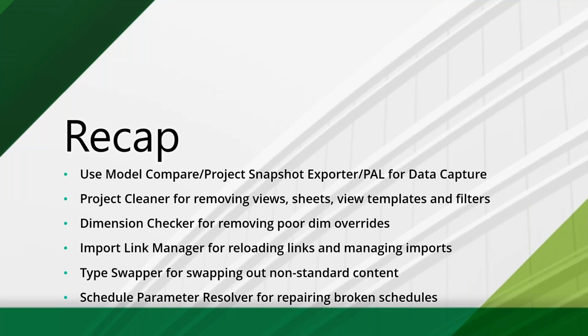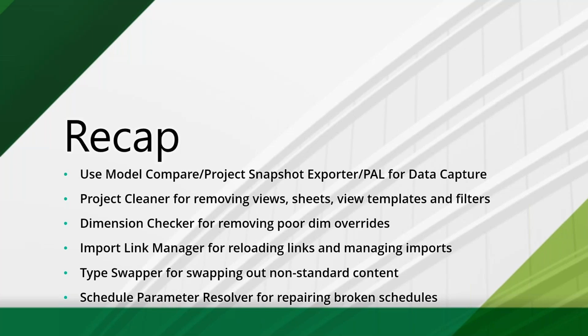We talked about Dimension Checker for doing dimensional cleanup when overrides have been made to the dimension strings that weren't just text, right? Instead of replacing it with C schedule or throwing in a UNO, they flat out just replaced it with a value, another dimensional value. Import Link Manager was the third tool we talked about to assist with the managing and reloading of links and imported CAD files, managing their work sets, pin, unpin, room bounding, convert an import to a link, or just flat out remove them.